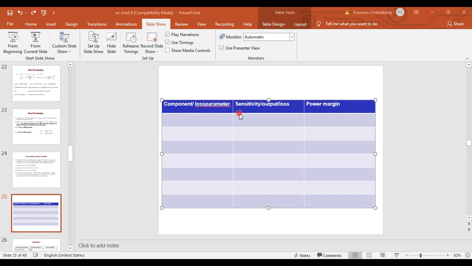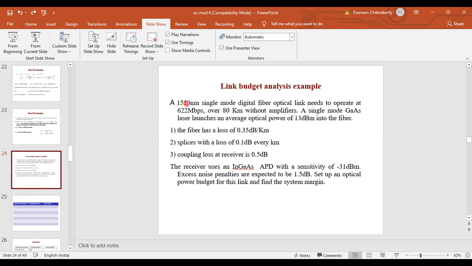Okay, now read the question again. I am just showing you the question. A 1550 nanometer single mode fiber operates at so and so wavelength over 80 kilometers without amplifier. Then the very first information I have about the power is a single mode GaAs laser launches an average optical power of 13 dBm.